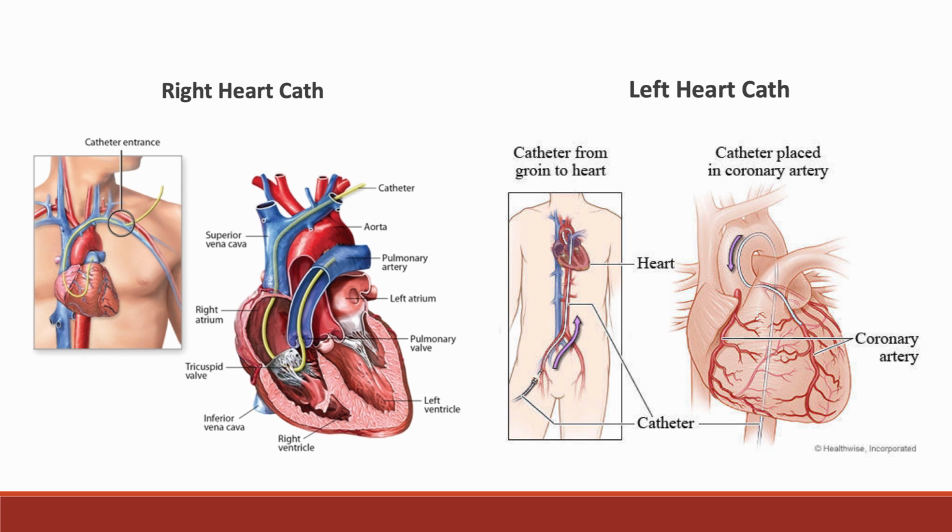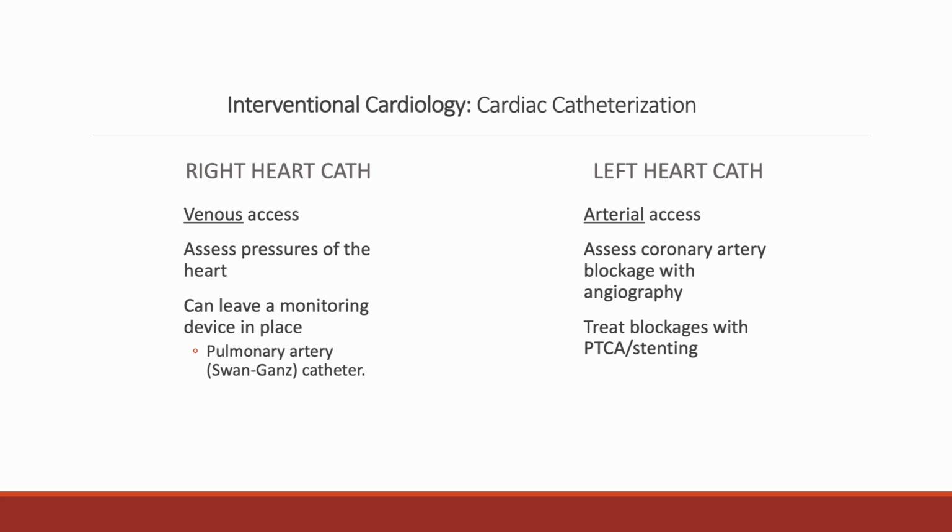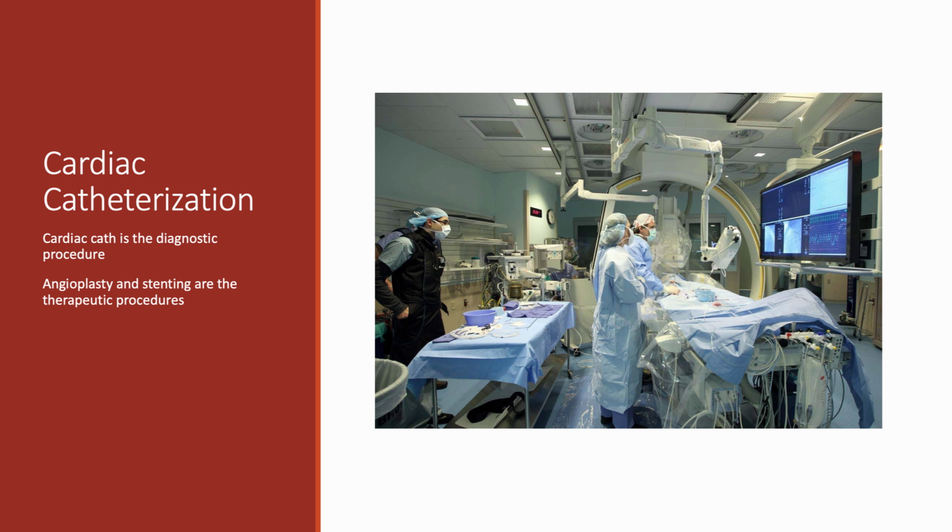The left heart cath, then, of course, we have to go through the artery, usually in the groin, sometimes in the wrist, depending on the patient's risk, etc. And the left heart cath then allows us direct access to the coronary arteries. Here's some more information about the catheterization. Again, the venous approach on the right heart side is much lower risk than the left heart side, but even so, it's a very, very safe procedure to do today.